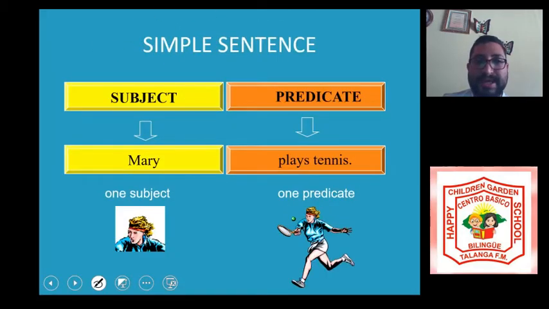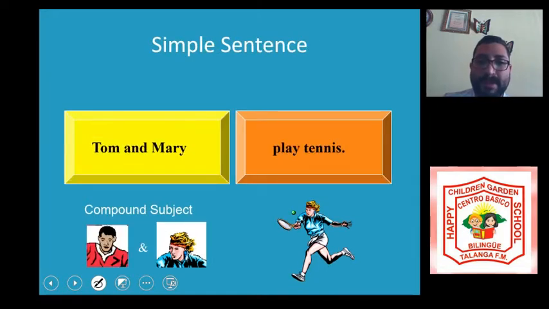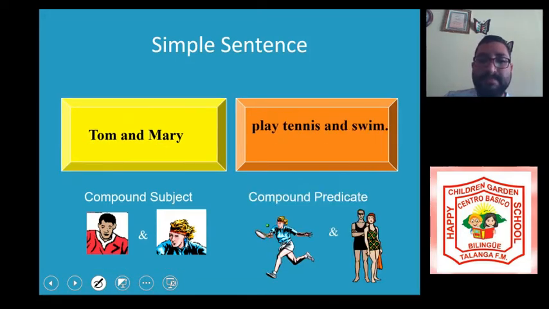Now, a simple sentence has one subject, one predicate. The simple sentence can have a compound subject. That means a subject that is composed of two nouns, for example, Tom and Mary. We have a compound subject: Tom and Mary play tennis. But in this case, it's still a simple sentence by structure because it has one subject, even if it is compound, and one predicate.